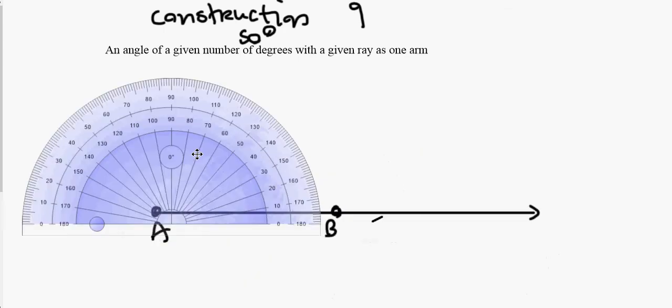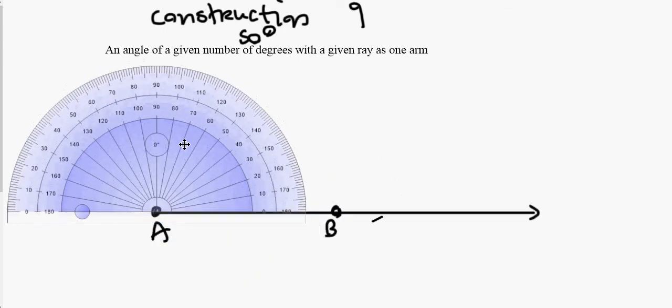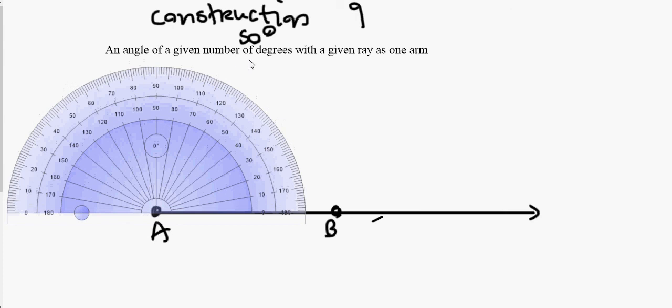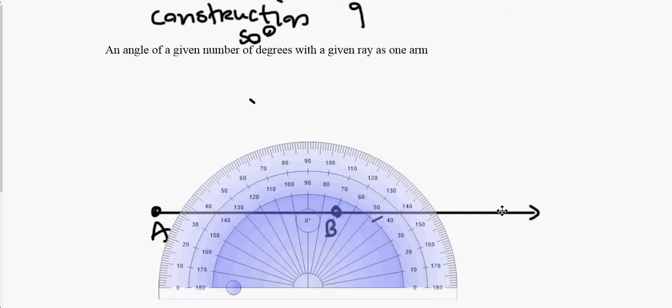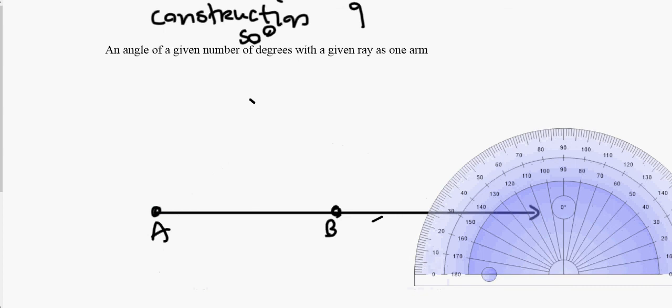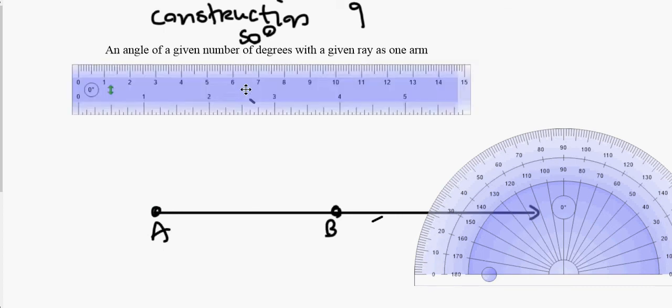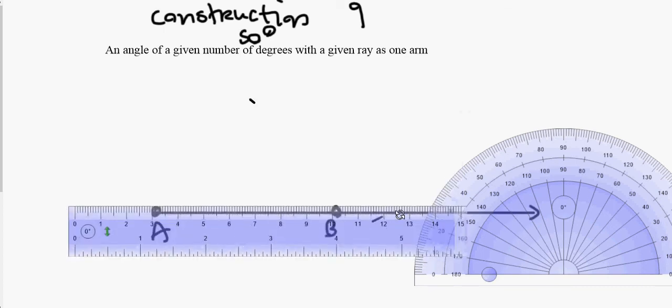You line up the spot with the point A, and then you go up 50 degrees. So you mark the 50 degree mark. We can see the 50 degree mark is just here, same as the 130. So that's up 50 degrees. Once you've done that, all you gotta do next is draw a line going straight through it. So get your straight edge or your ruler, then join the points.